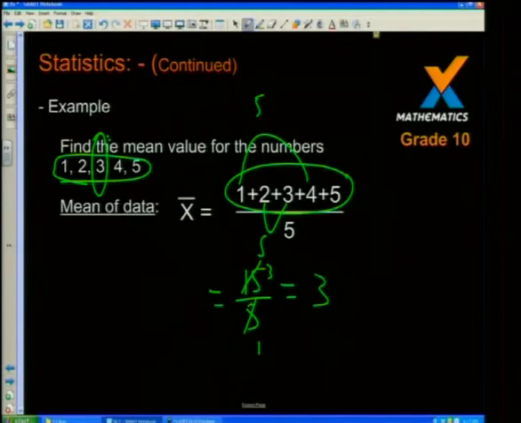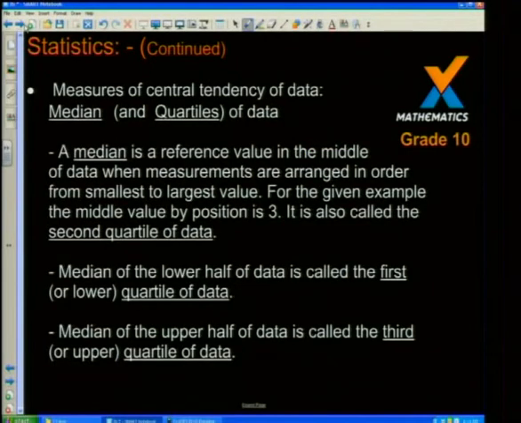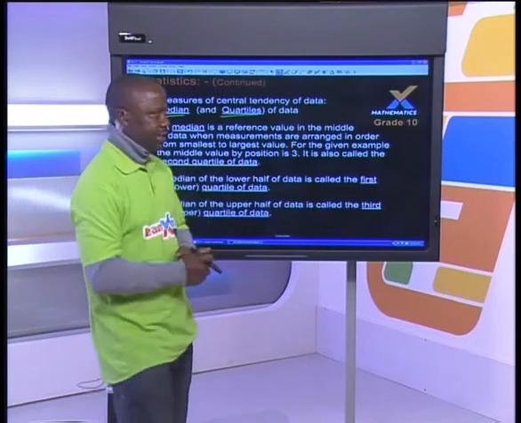And the mean, the next one is the median, another measure of central tendency. And I'm saying here, measure the central tendency of data, and I'm going to talk about the median and the quartiles. So you will see why I'm going to talk about the quartiles as well, because these are just other medians, depending on the positions that you are looking at in terms of the data.